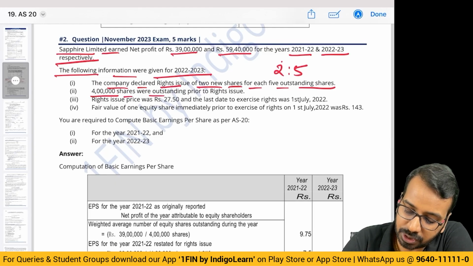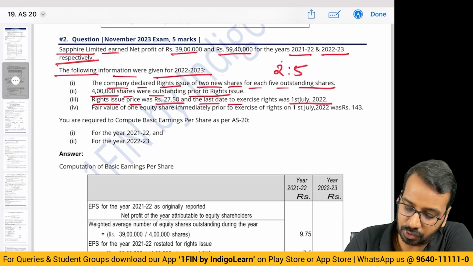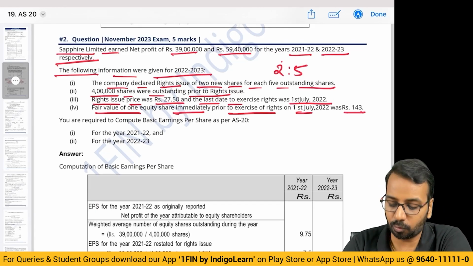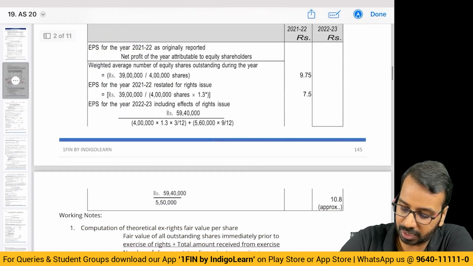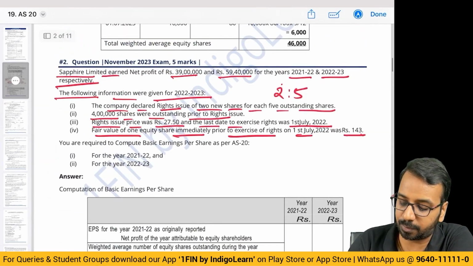4 lakh shares were outstanding prior to the rights issue. Rights issue price was 27.5 and the last date was 1st of July. Fair value immediately prior to exercise was 143. Now what you have to do? First, calculate theoretical exercise price. This is the first step you should be doing. How to calculate theoretical exercise price?